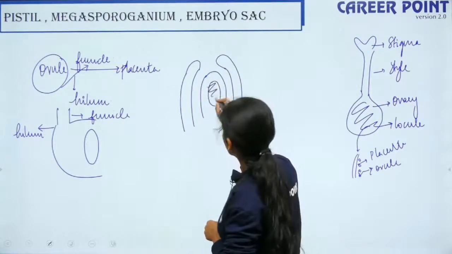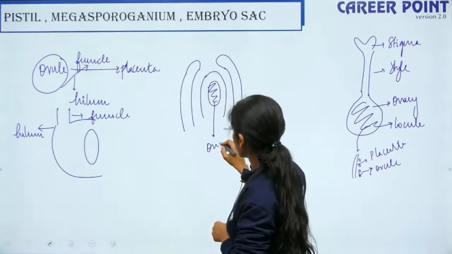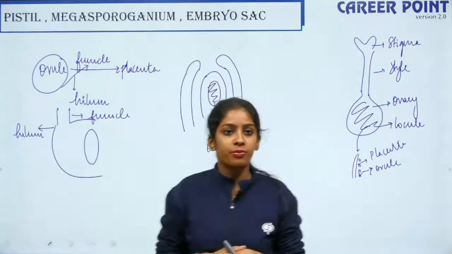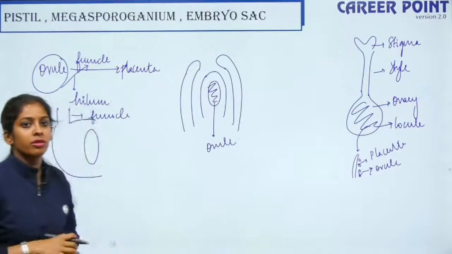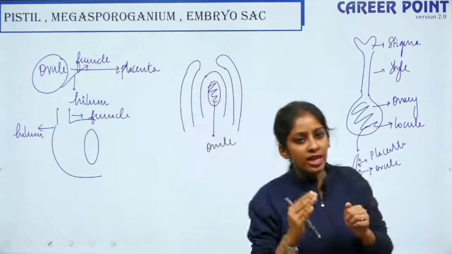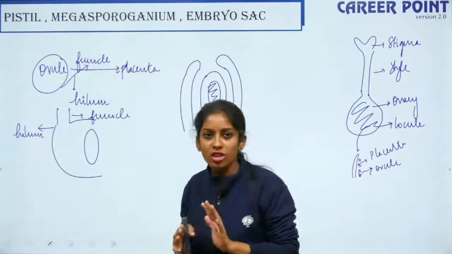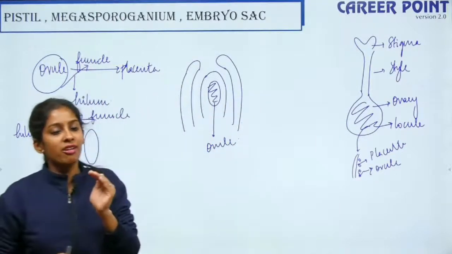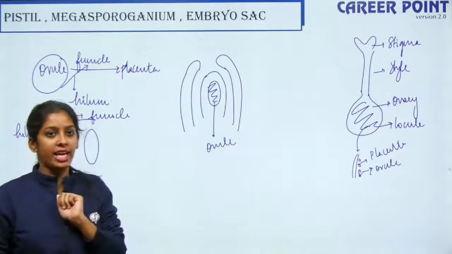So this is the ovule. What is called the interflowering period? That is called the mature phase. It is not the juvenile phase. In the juvenile phase, you will not have any flowering taking place.